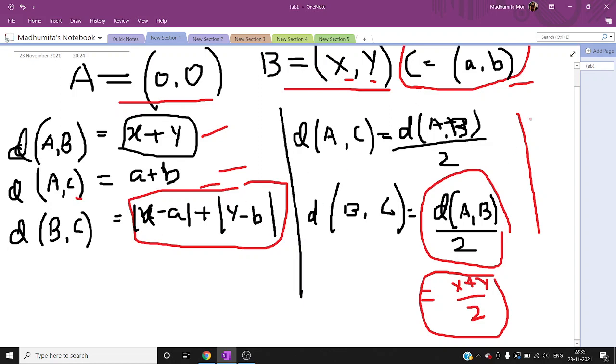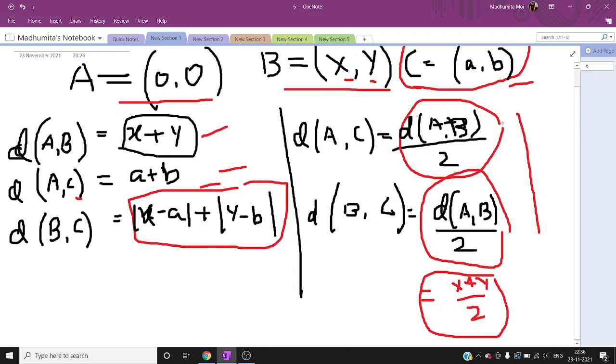Here I have written the given conditions: the distance of A to C should be equal to the distance of AB by 2, and the distance of B to C should be equal to the distance of AB by 2. As it is given that the distance AB by 2 cannot be rounded off, we can clearly infer that the distance AB cannot be an odd value. I repeat, the distance AB cannot be an odd value, because if it's odd, then dividing by 2 results in a decimal value, which is not accepted according to the problem.